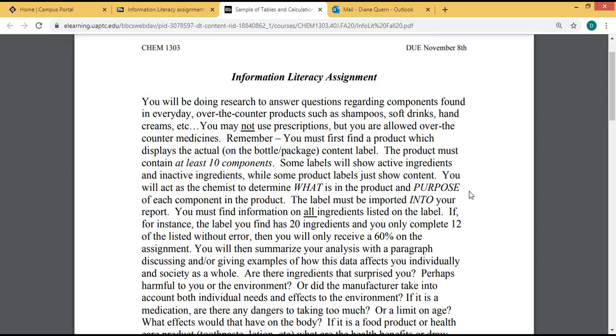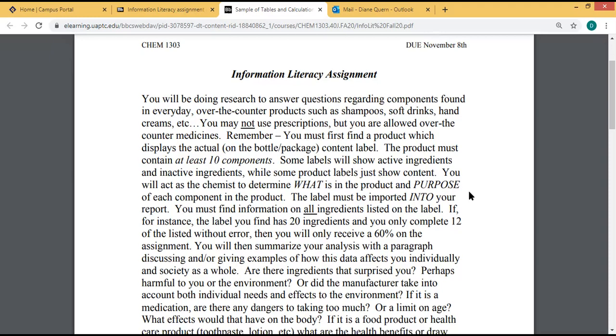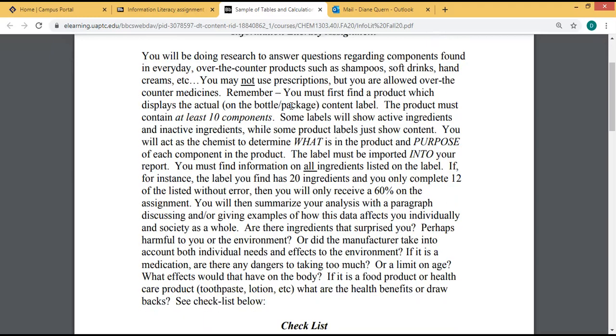Once you find your product, make sure that it has an actual label that has all the ingredients included in that product. You can even just look up a product on the internet. You don't have to go buy one, or you can just search your cupboards and see what you find. What we're going to do is analyze this product. Whatever product you choose, it needs to have at least 10 components. What I mean by that is 10 ingredients.